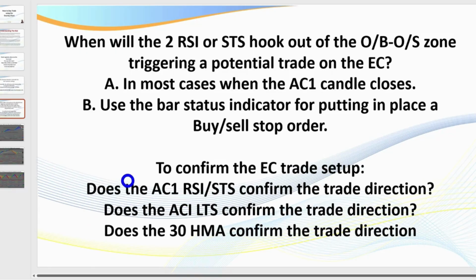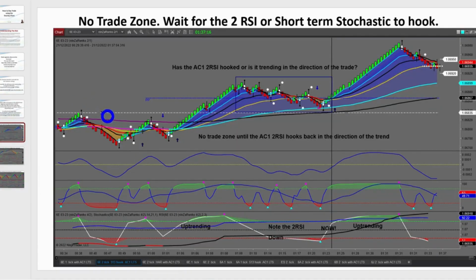So bottom line is, to confirm the EC trade setup, does the anchor chart 1 RSI short-term stochastic confirm the trade direction for long-term stochastic and the hull? Now if you don't use the overlay chart, you're looking for basically exactly the same thing on your anchor chart 1. So let's have a look at 3 examples.